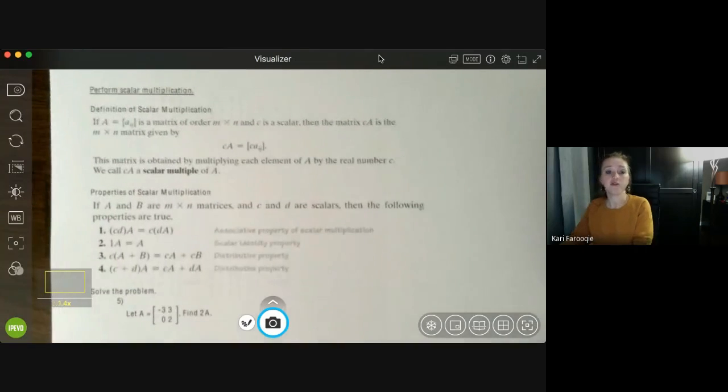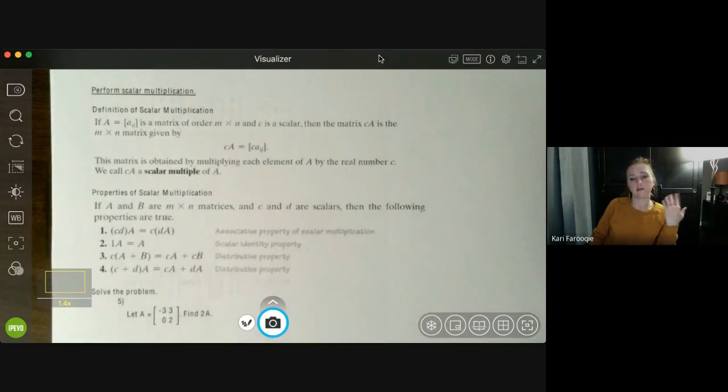Okay. Now we have 2 different ways that we multiply matrices. The first way is scalar multiplication. We can multiply a matrix by a scalar, and that's not the same as multiplying it by another matrix. A scalar is just a number. A matrix, you know, is an array of numbers.